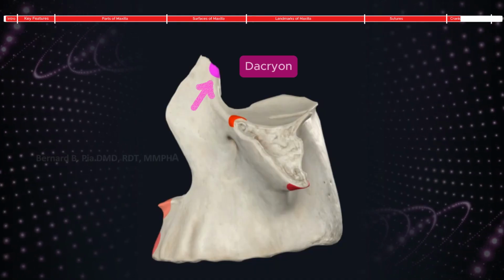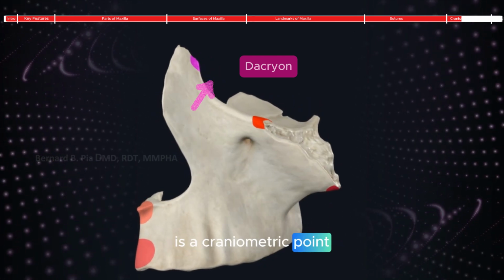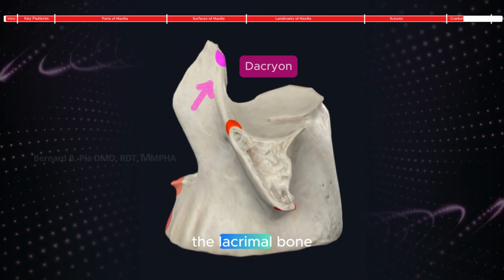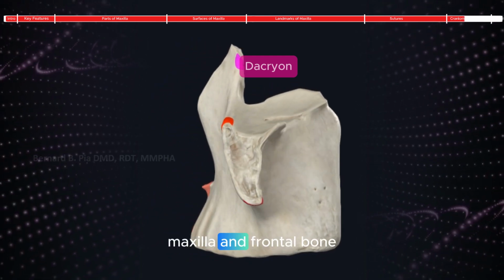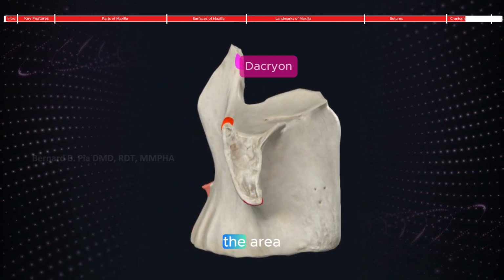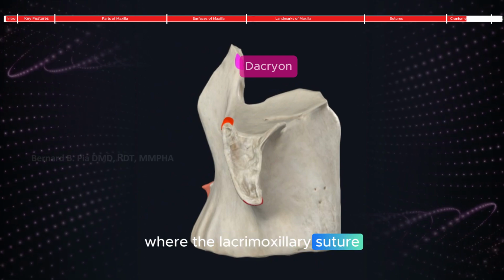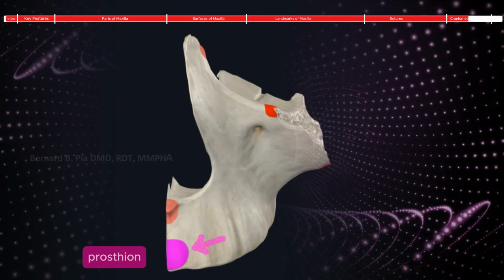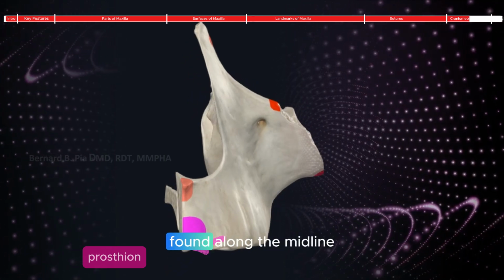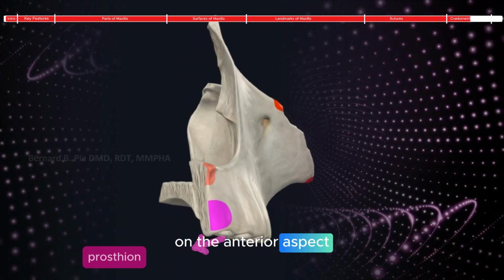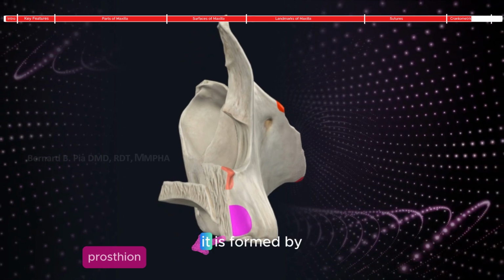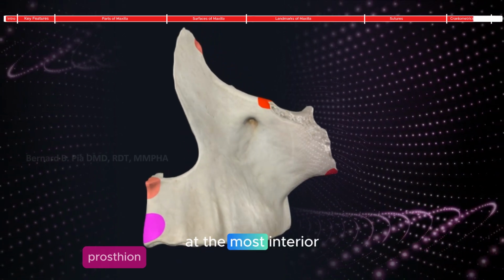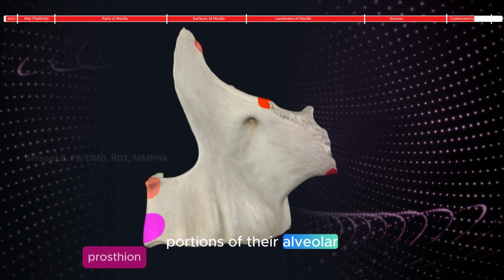2. The dacryon is a craniometric point found along the lateral aspect of the cranium. It is formed by the lacrimal bone, maxilla and frontal bone, and is located at the area where the lacrimoxillary suture meets the frontal bone. 3. The prostheon is a craniometric point found along the midline on the anterior aspect of the cranium. It is formed by both the right and left maxillae and is located at the most anterior portions of their alveolar processes.